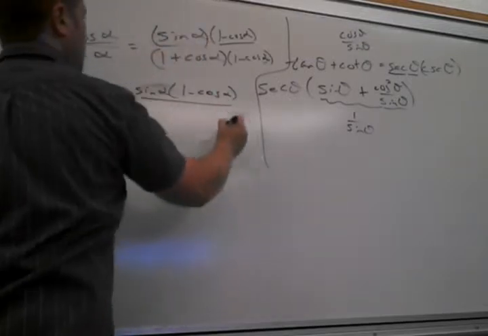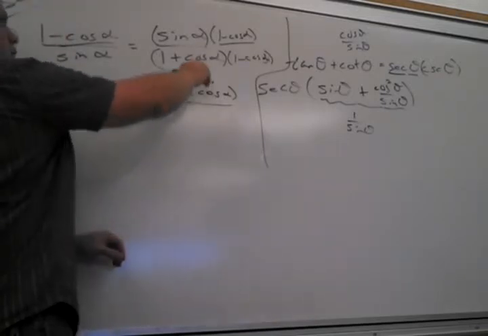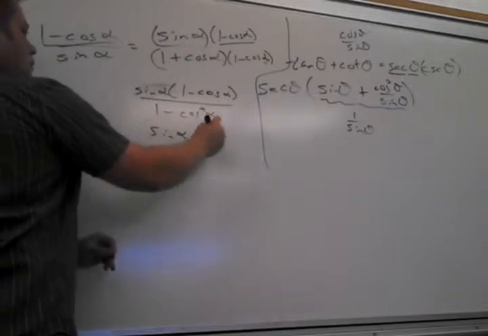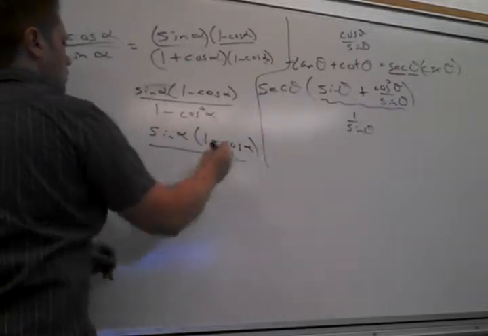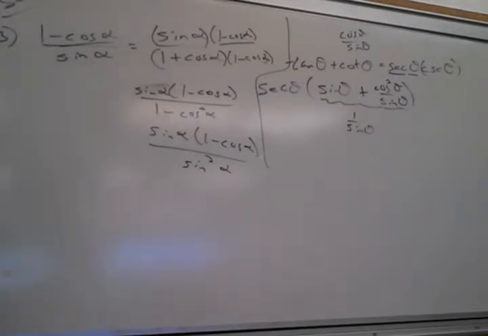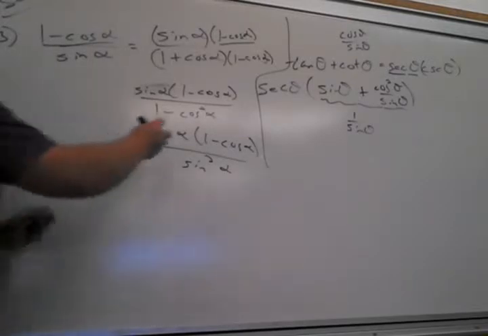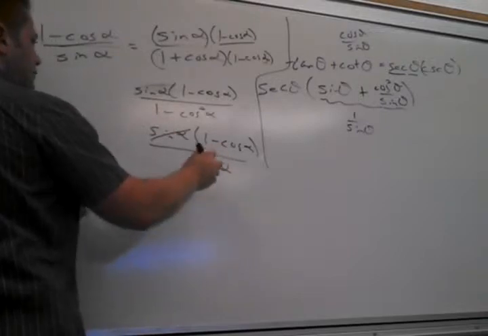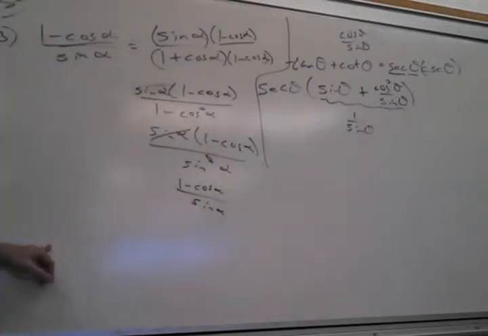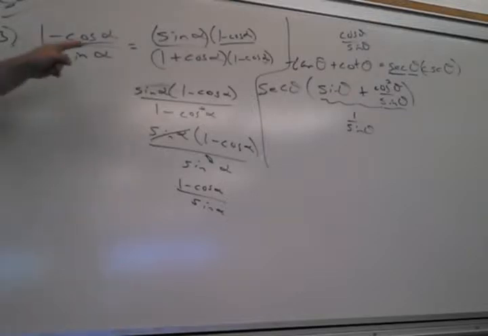And of course, what do I get on the bottom? 1 minus cosine squared alpha, which is sine squared. Cancel, and then you cancel that guy and you get 1 minus cosine over sine. So I've proven this equality now, right?